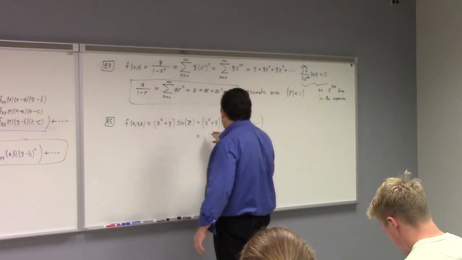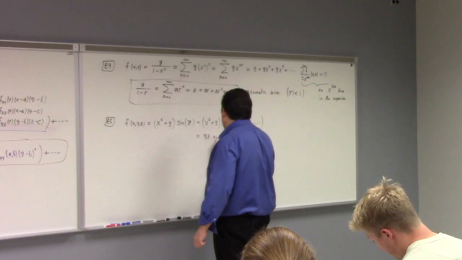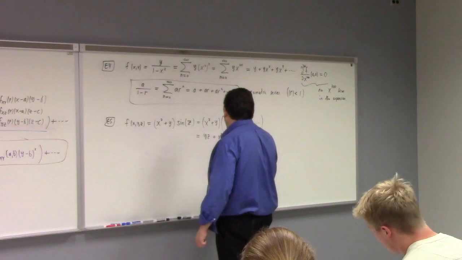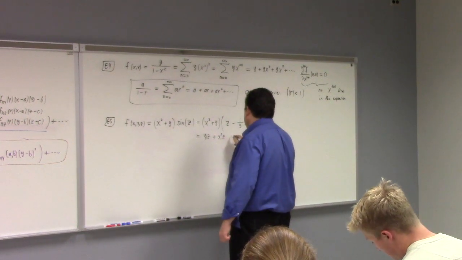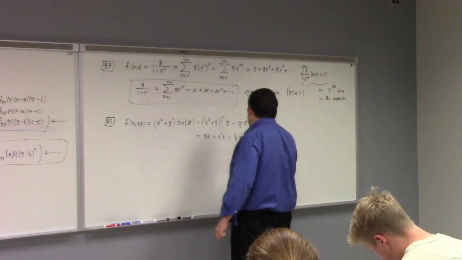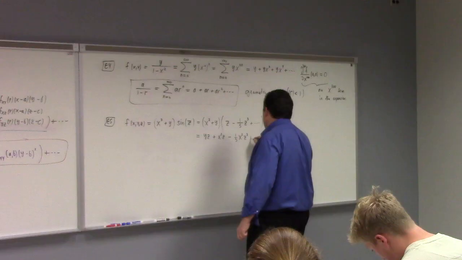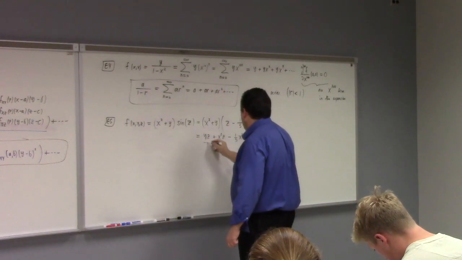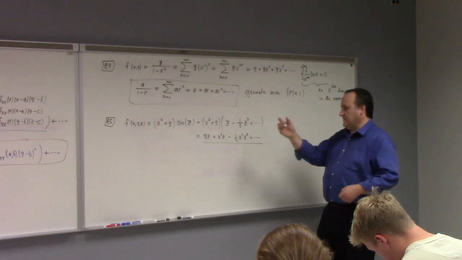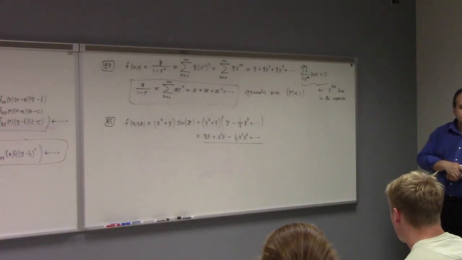So here the lowest order term would be yz. And then I'd have plus x squared z minus 1/5 x squared z to the 3rd power, and then higher order stuff. There you go. That's the multivariate power series expansion for this up to 5th order.